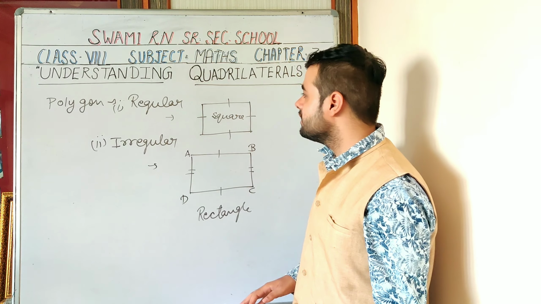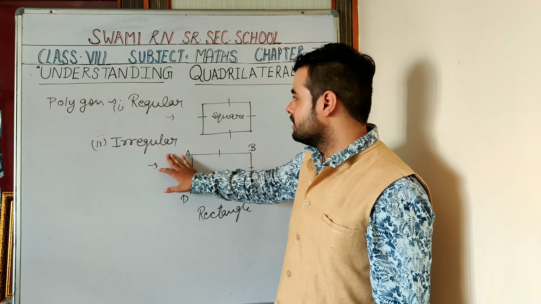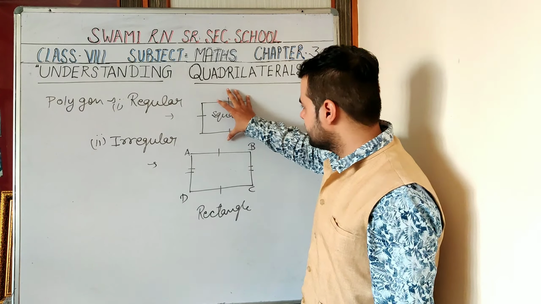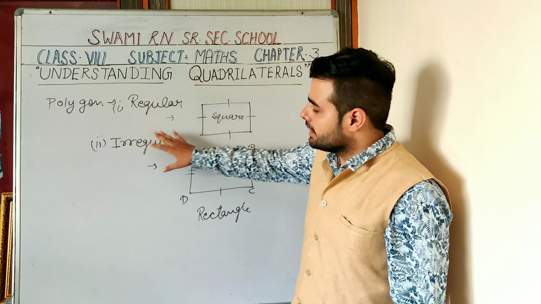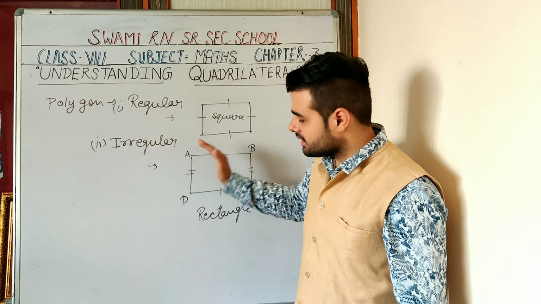I am repeating again. Polygons: the first one is regular and the second is irregular. In a regular polygon, all sides are equal, like a square. In an irregular polygon, all sides are not equal, or only opposite sides are equal.